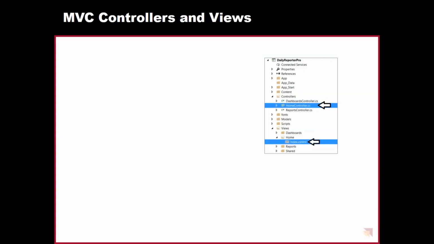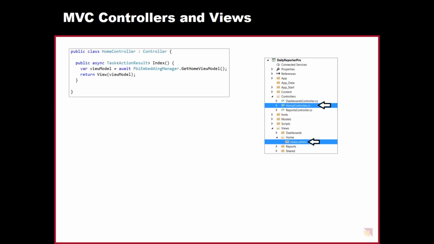Now, in this demo application, we're using MVC. So we build things using MVC controllers, and the idea is that an MVC controller is able to either call across the network, or better yet, call another class that has the responsibility of calling across the network. The controller is going to call our PBI embedding manager object and call some particular method, and that method is going to return something that we're going to refer to as a view model.